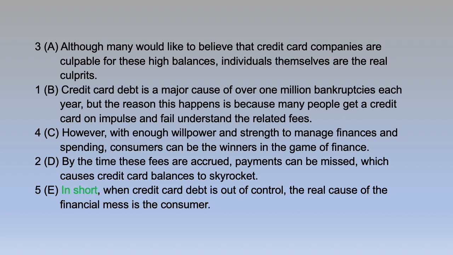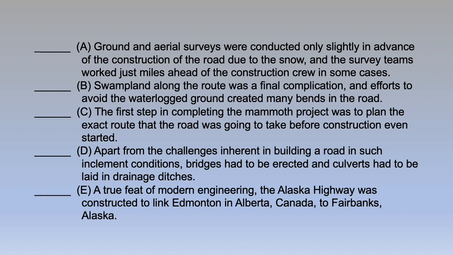We then have sentence E left, so we know that it must be 5, but we confirm this by seeing the phrase in short, which is a concluding phrase, at the beginning of sentence E. So this screen shows the correct order of the sentences in this paragraph. Let's move on now to look at our next example. Please pause and take some time to work out the correct sequence of the sentences in this paragraph.